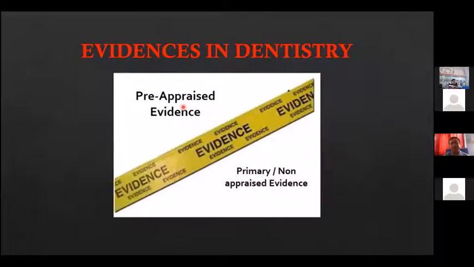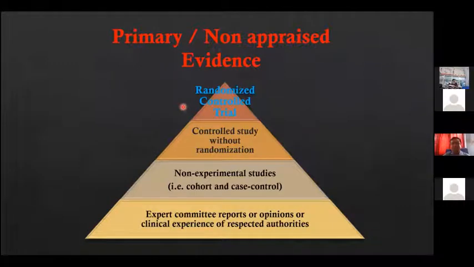In the same way, in our medical profession, these evidences can be grouped in two groups: pre-appraised evidence and non-appraised evidence. Pre-appraised evidences are the evidences which have been reviewed by a group of experts who have knowledge in evidence-based practice. So these are the primary evidence or the non-appraised evidences which are available in the literature. This generally starts with the case reports, case series, expert opinions, and then it goes on to the randomized control trial.